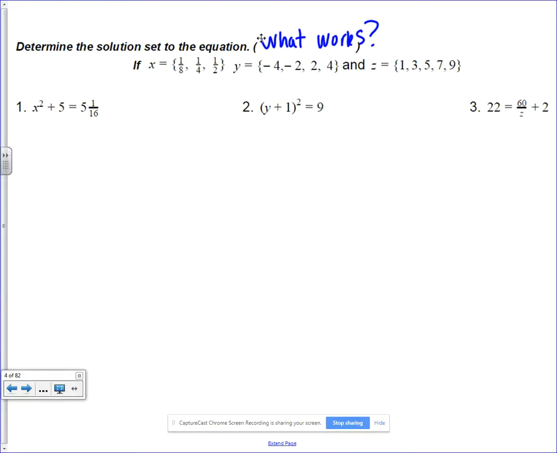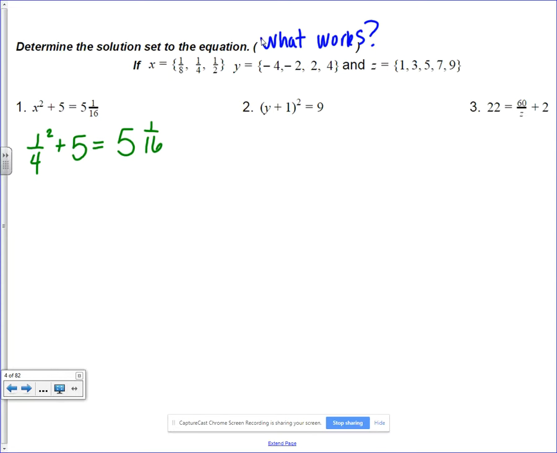How do I check it, guys? You're going to plug it in and solve it. So he says 1/4. So I'm going to put that 1/4 where the X is. Grab your calculators. Type it in. 1/4 squared plus 5. Does that get me what I want? 1/4 squared plus 5. What you got, Cody? Should be 5 and 1/16.